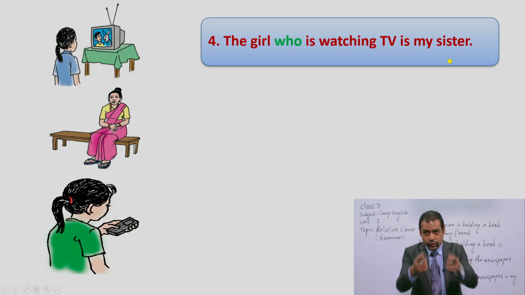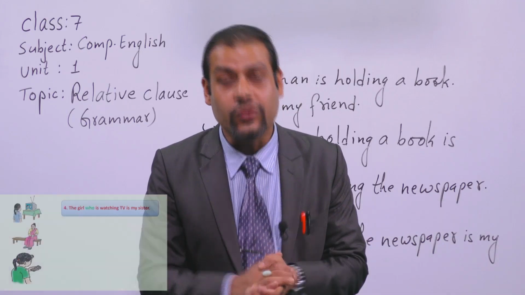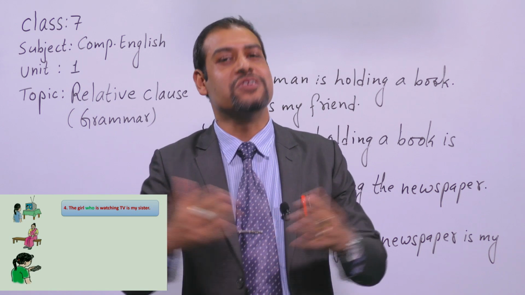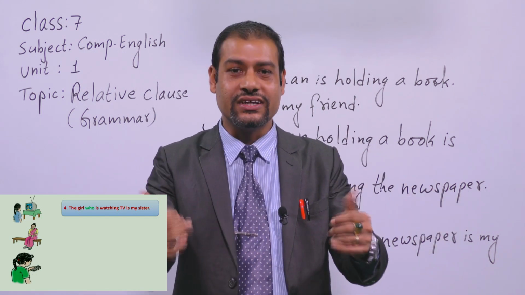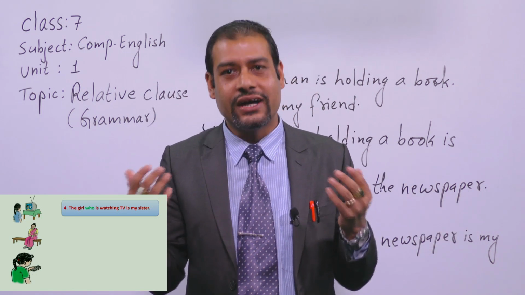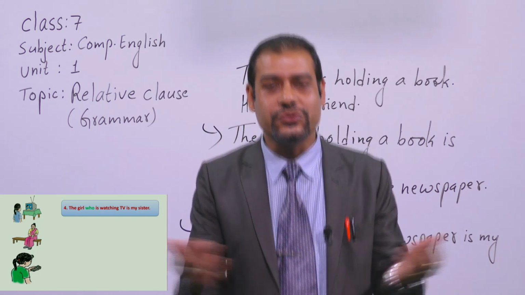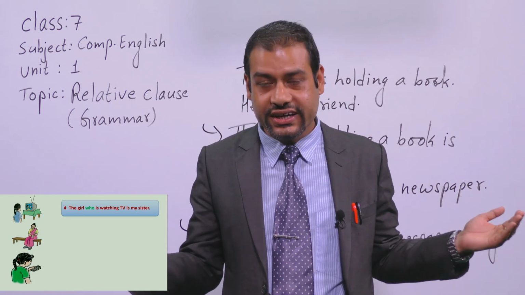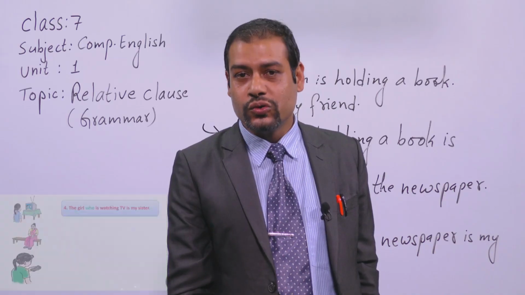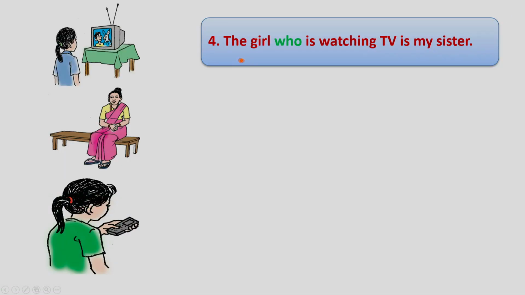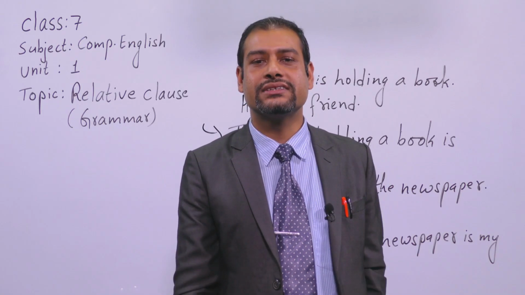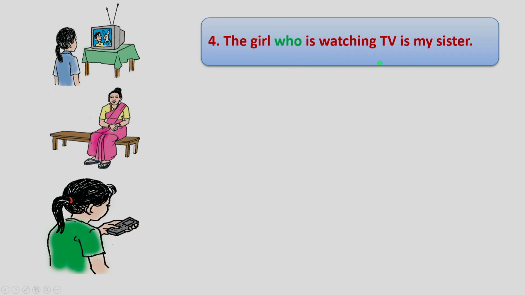Did you use who in your sentence? Oh, some of you yes, some of you no. Isn't it? Very good. If you have used who, you are correct. If you haven't used who, again you are correct. See, if you use who, then your sentence becomes like this. The girl who is watching TV is my sister. If you don't use who, then your sentence becomes, the girl watching TV is my sister.